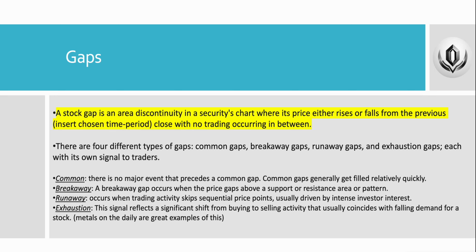So gaps, one of the most visually obvious but often very misunderstood features on a chart. A gap is basically a discontinuity in price. It's where a stock or futures, whatever you're trading, contract opens at a significantly different level than it closed in the previous candle, and no trading took place in between. So you'll spot them very easily because there's blank space in between the two candles.